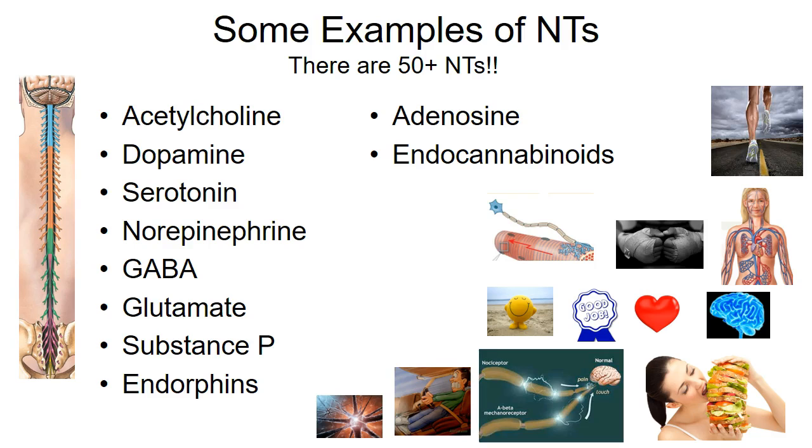So acetylcholine. What do we know about acetylcholine? What does it do? Where is it important? What structure? Yeah, skeletal muscles, right? And also cardiac and smooth muscle, right? It's important as an excitatory neurotransmitter to initiate skeletal muscle contraction.